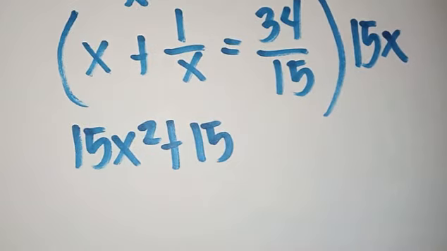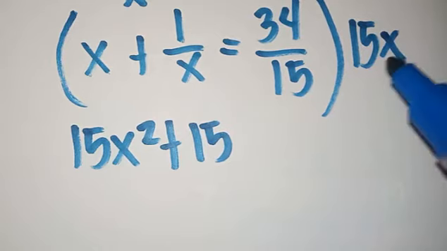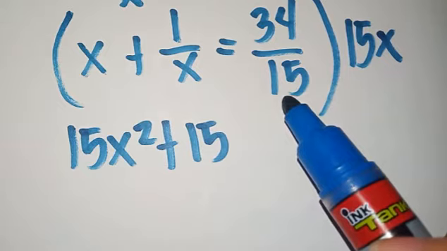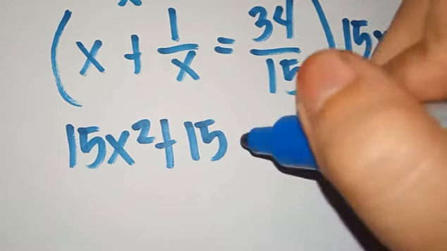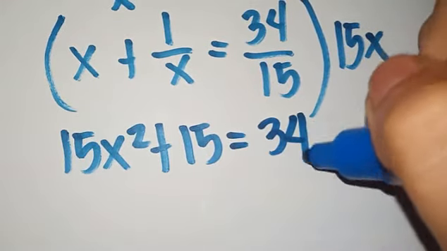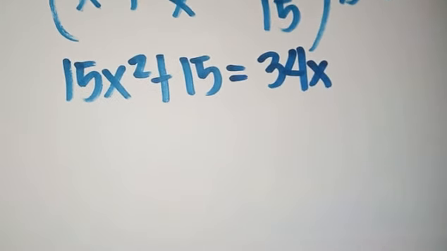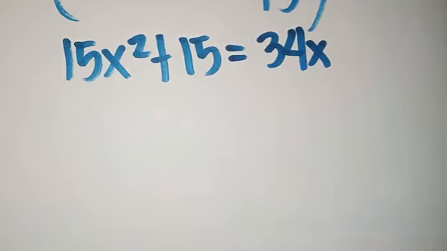Next, we have 15x times 34 over 15. So, we have 15x divided by 15 will give us simply x. Then, x times 34 will give us 34x. Okay, so ngayon, meron na tayong equation na 15x squared plus 15 is equal to 34x.